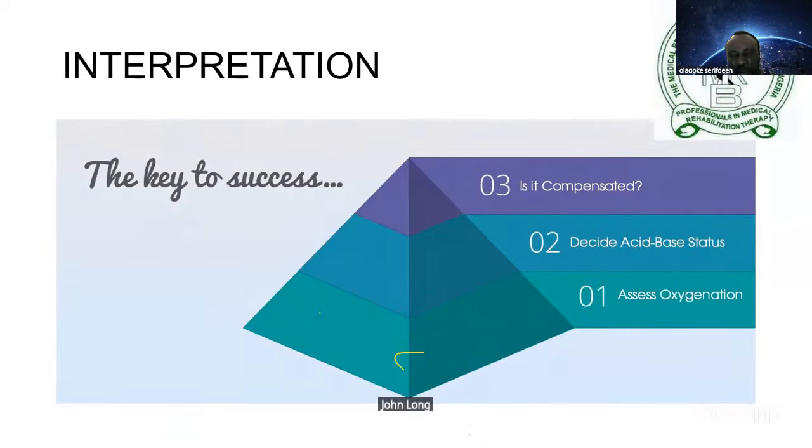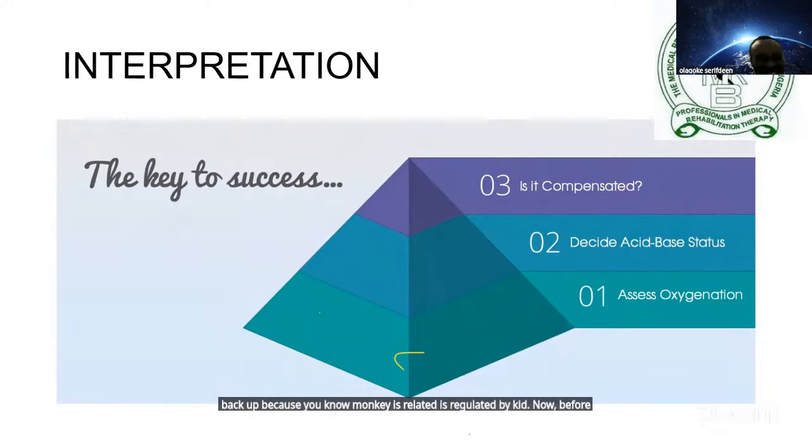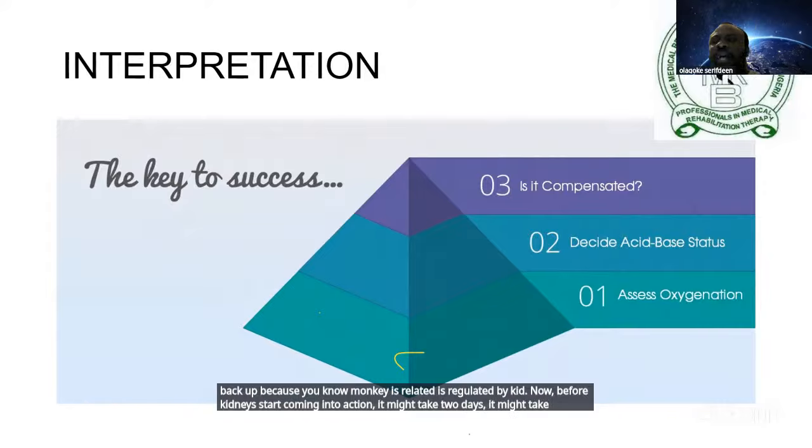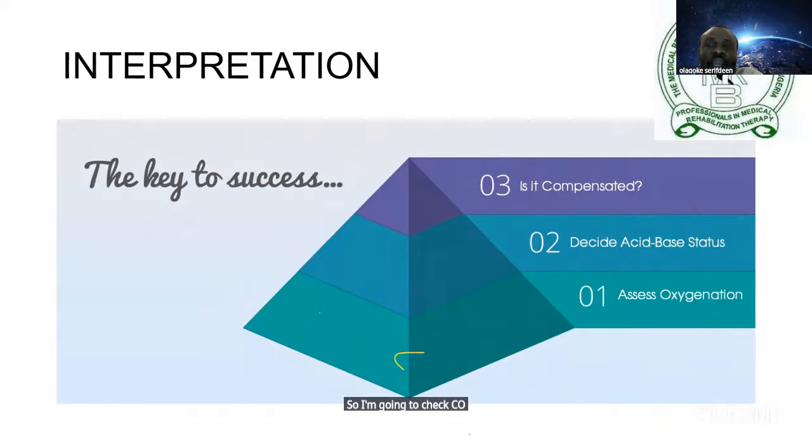I am talking now, I am breathing now, I'm breathing out. So you want to check CO2 first before you go to bicarb, because bicarb is regulated by the kidney, and before the kidney starts coming into action, it might take 2 days, it might take 3 days. So I'm going to check CO2 first, then check bicarb.